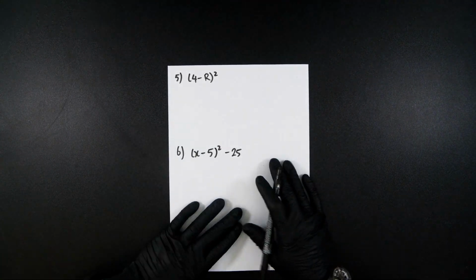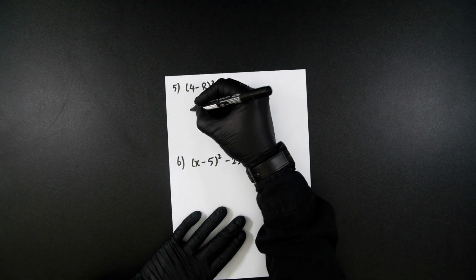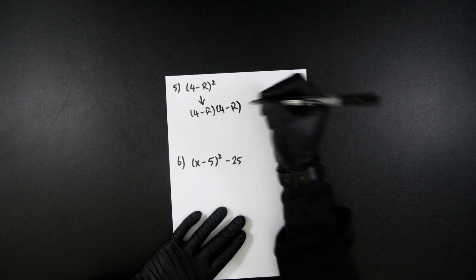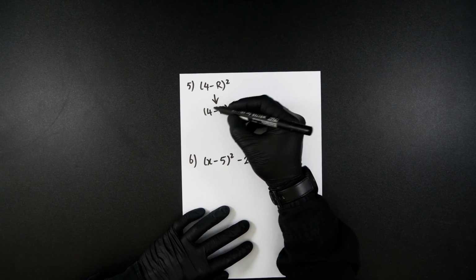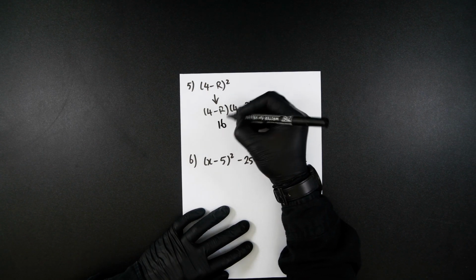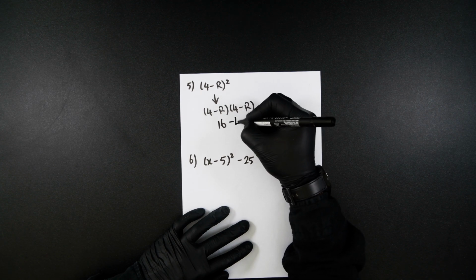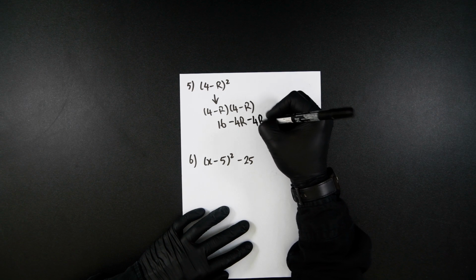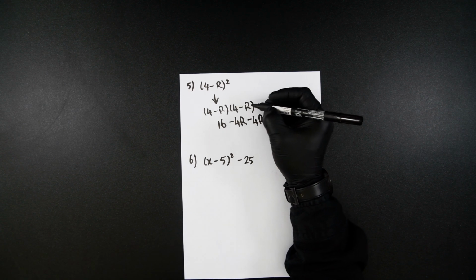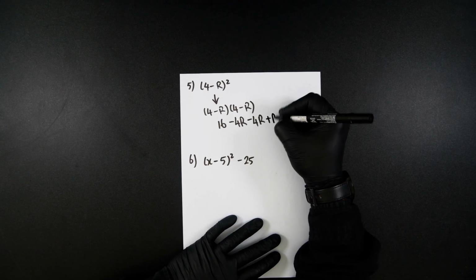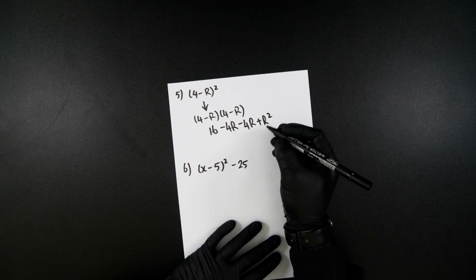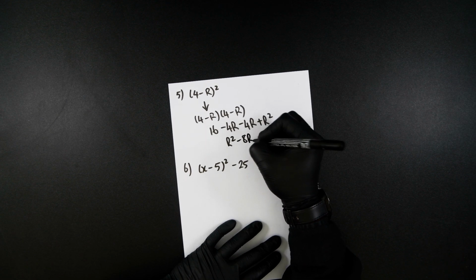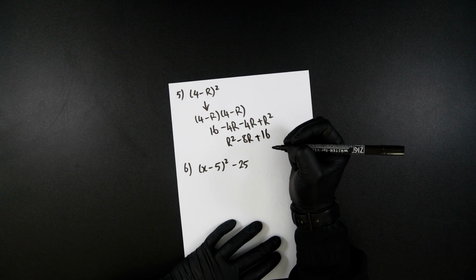Sometimes they'll present it to you like this, but all this really means is 4 minus r, 4 minus r. So we can expand that using the exact same method. So 4 times 4 is 16. 4 times minus r is minus 4r. Minus r times 4 is minus 4r. And minus r times minus r is positive r squared. We can now clean this up and rearrange it a little bit. You're going to get r squared minus 8r plus 16.